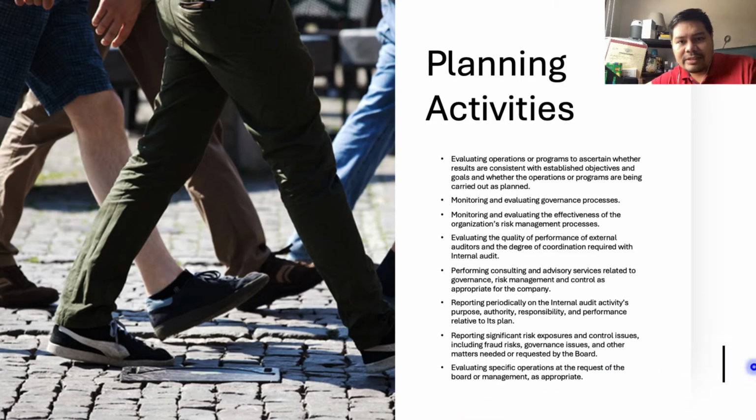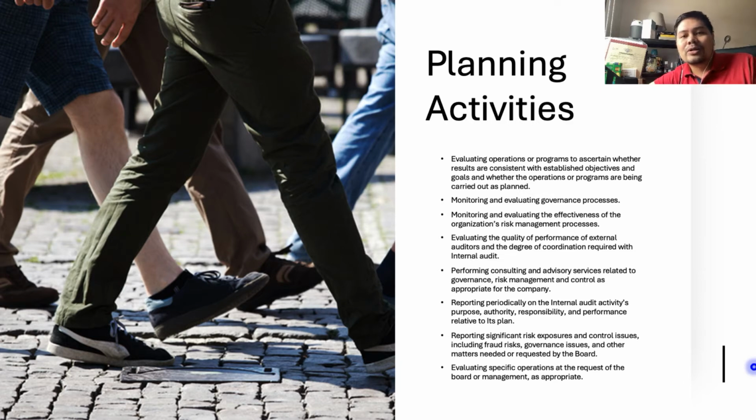So for the planning activities, no, we have laid down here some of the items. So for the first one, evaluating operations or programs to ascertain whether results are consistent with established activities and goals, and whether the operations or programs are being carried out as planned. Okay. Also included here, the planning activities is the monitoring and evaluating governance processes. So we need to check the processes currently being followed by those who are charged in the governance oversight. So also known as the board of directors.